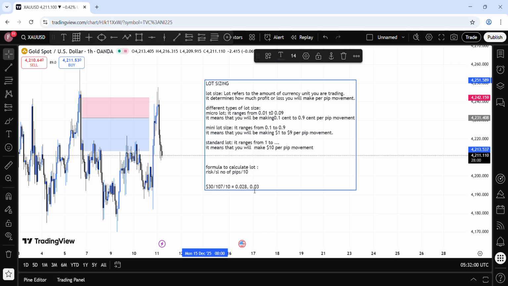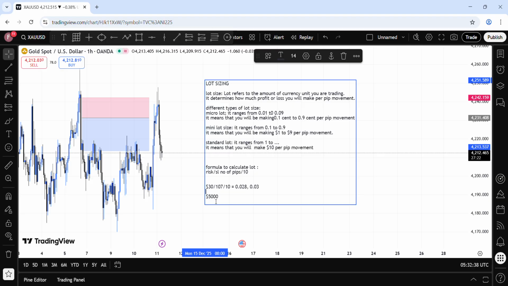Do you understand me? For instance now, I have a $5,000 account, and I want to risk 5% on this trade. 5% of 5,000 is what? It's 250. So if I lose $250 out of this 5,000, I will not feel pain. I'll accept the loss because that's what I'm willing to lose.